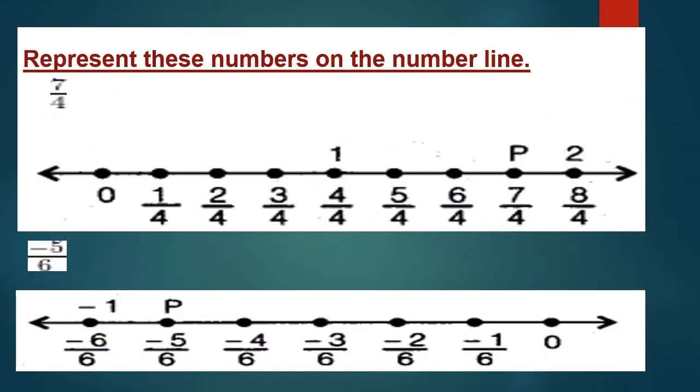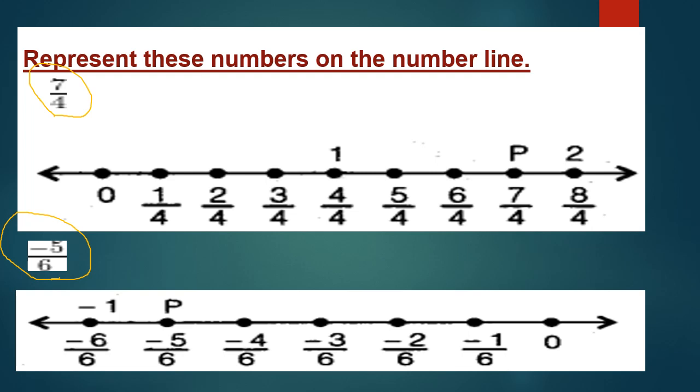Dear children, the first question of exercise 2.2 is: represent these numbers on the number line. See, there are two rational numbers. One is 7 by 4 and another one is minus 5 by 6. We want to represent these two rational numbers on the number line. So, to represent, let us go to the first one, 7 by 4.